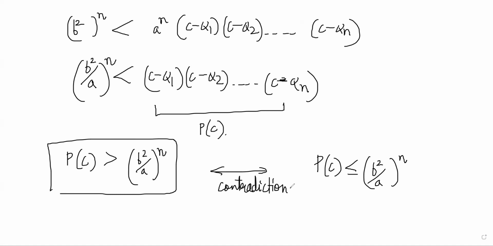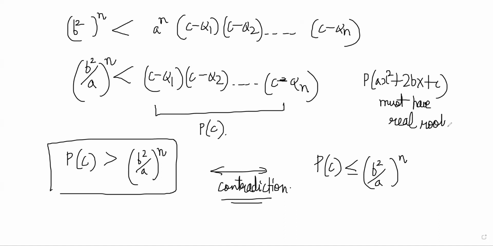This contradiction basically means that our initial assumption is incorrect. So p of ax squared plus 2bx plus c must have a real root, because we said that it has no real roots, but it must have real roots. We have proved this by contradiction. That concludes the proof for this one. Right. Let's look at the next problem.